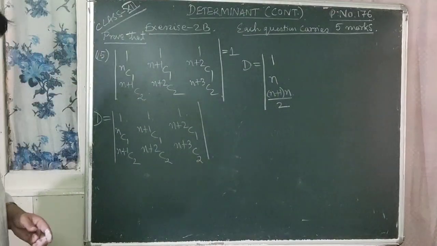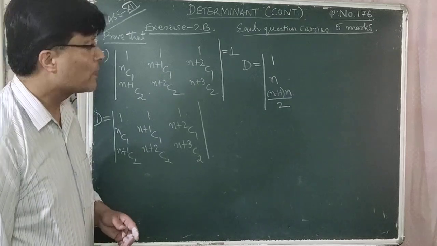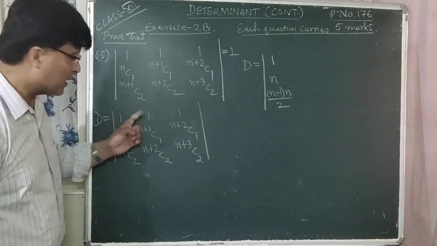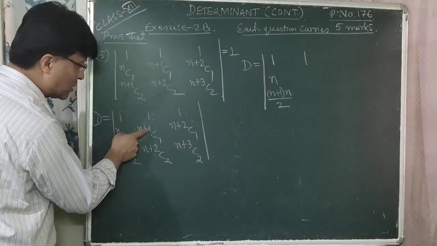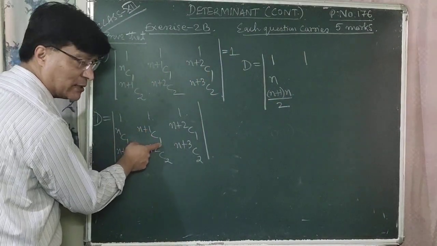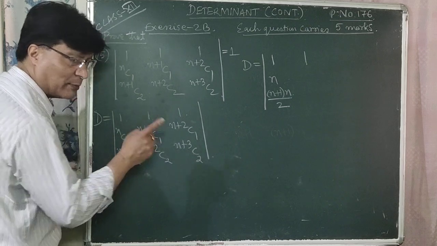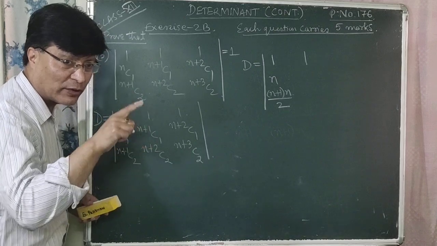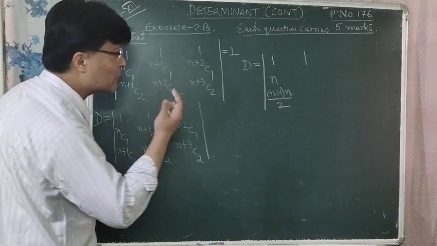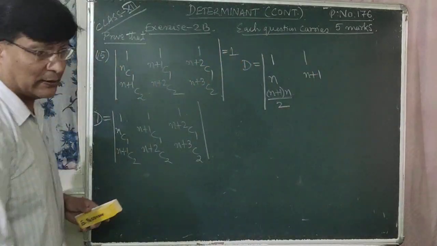So next, one, what will you do? Next is 1. So you should write 1. Now here n plus 1 is there. N plus 1 C1 means starting from n plus 1 there should be only one factor. That means what will you write? N plus 1 only, divided by factorial 1. So what is it? N plus 1, right? So this is your n plus 1 only.